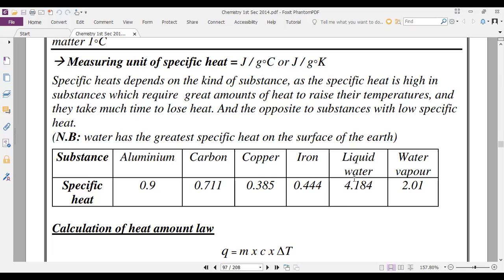Do you remember this number, Mariam? 4.18? Right. We explained it before for a while.